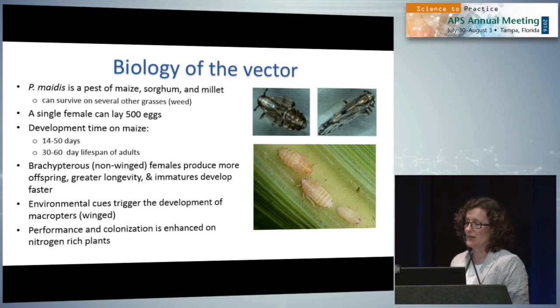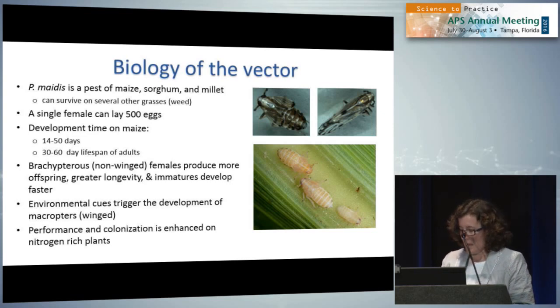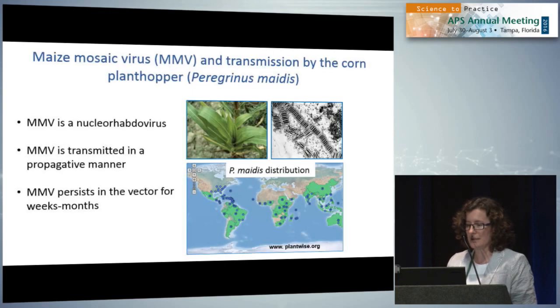And then the brachypterous forms of the insect are really more designed for reproduction and fecundity. So they actually have greater longevity and their immatures develop faster. So it's very interesting that they have this dimorphism. And then also we know the environment, when you think about the phytobiome, this performance of the insect and colonization is enhanced on nitrogen-rich plants.